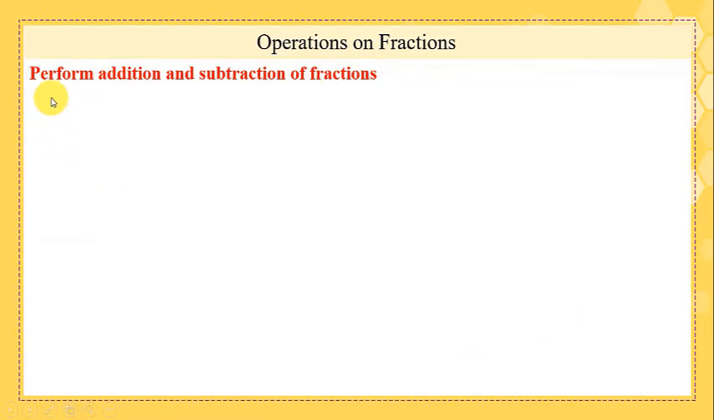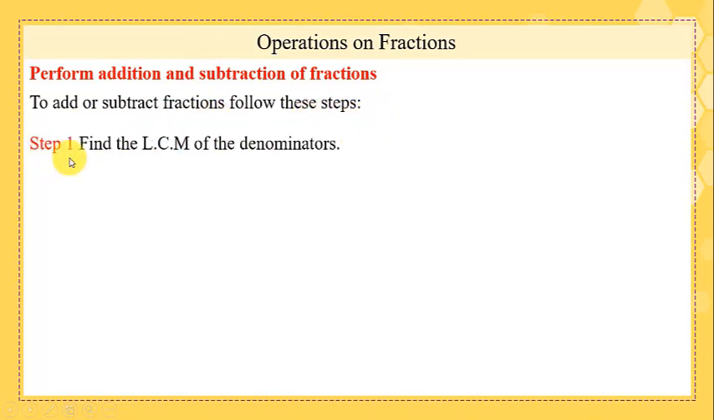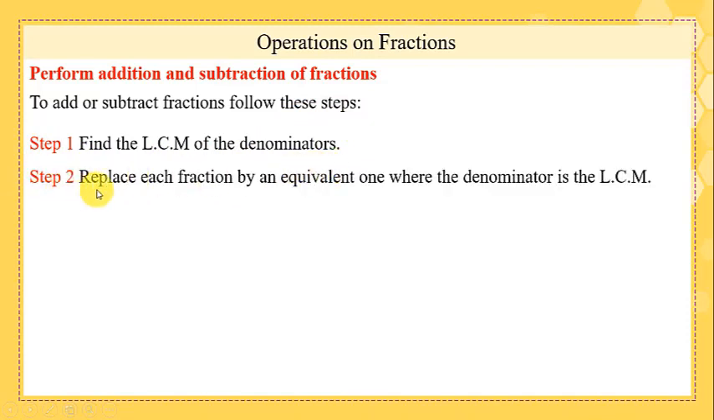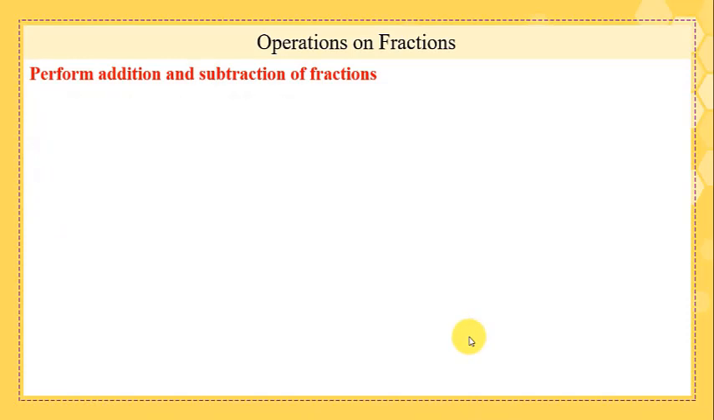Now the objective is to perform addition and subtraction of fractions. To add or subtract fractions, please follow these steps. Step 1. Find the LCM of the denominators. Step 2. Replace each fraction by an equivalent one where the denominator is the LCM. Step 3. Add or subtract only the numerators. Let's see this example. Add 21 over 48 plus 14 over 36.